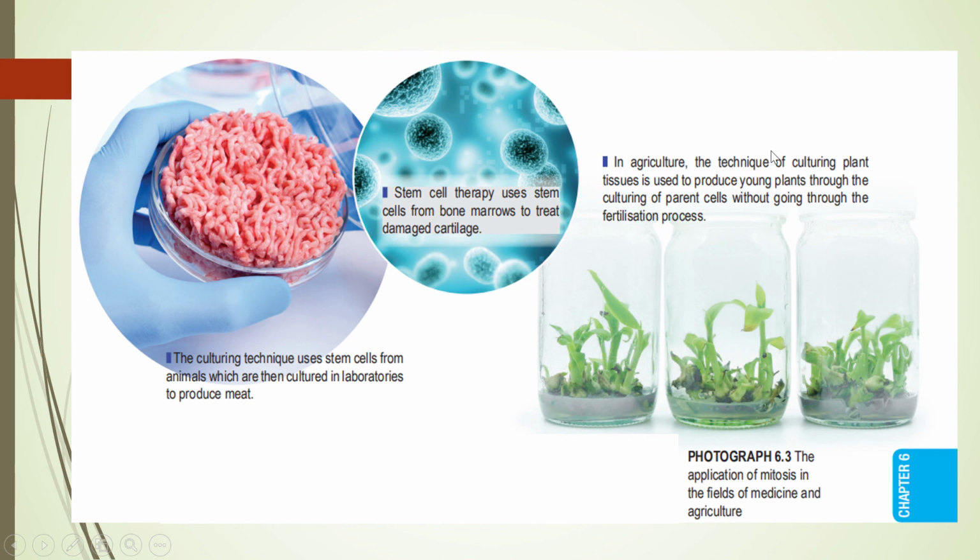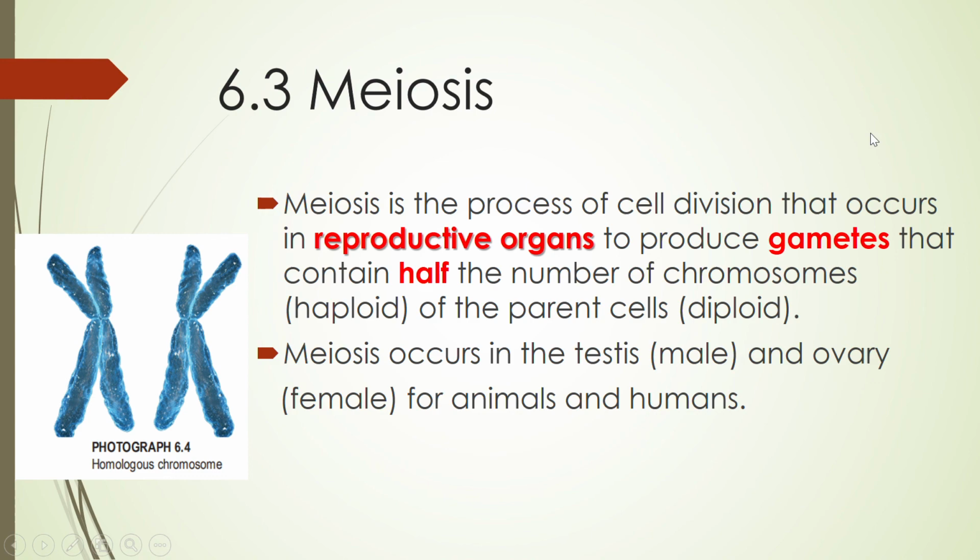In agriculture, there is the technique of culturing plant tissues, producing young plants by culturing parent cells without going through the fertilization process. So they bypass fertilization. They take the parent cells, and by the concept of mitosis, these parent cells will produce two daughter cells after mitosis. So fertilization is not needed in this case. These are called biotechnology, where they apply mitosis into fields like this. Okay, let's stop here.